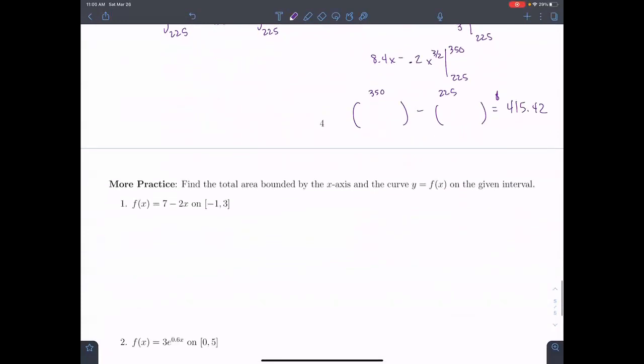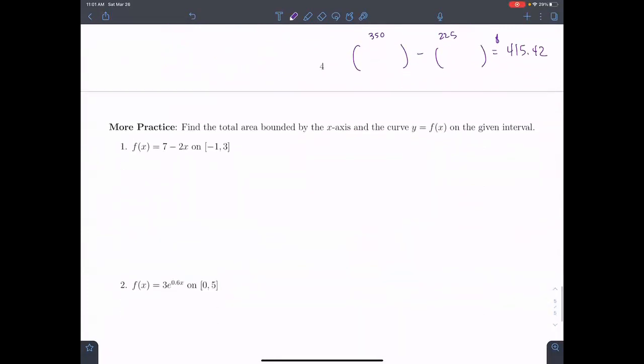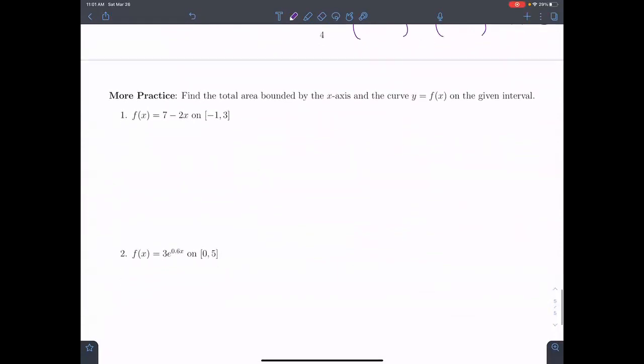All right, and then this last page is more practice problems. Is this the last page? Yes, it's more practice problems. I'm just going to show you pictures of these. The first three have no x-intercepts, so you don't need to worry about breaking these things up, because the area will just be positive.